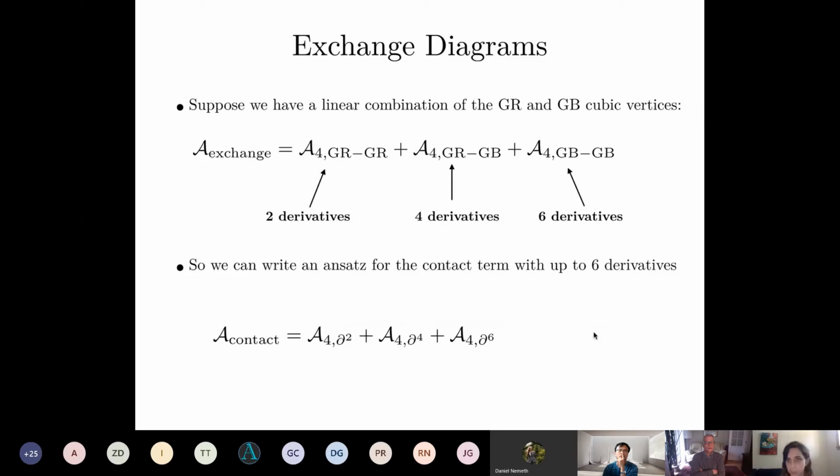So if we were to take a linear combination of these and compute exchange diagrams, we would get one with a GR-GR vertex that would have 2 derivatives, another term with a GR and a GB vertex that would give 4 derivatives, and then a GB and a GB vertex, which would give 6 derivatives. And then we can write an ansatz for the contact term with up to 6 derivatives. So our contact term could have something with 2 derivatives, something with 4 derivatives, and then something with 6 derivatives.